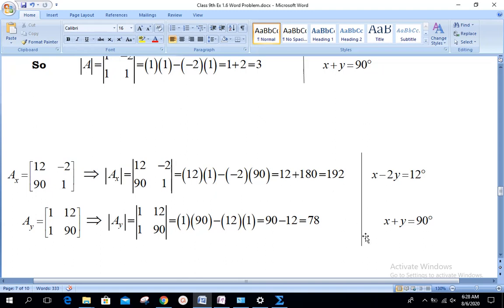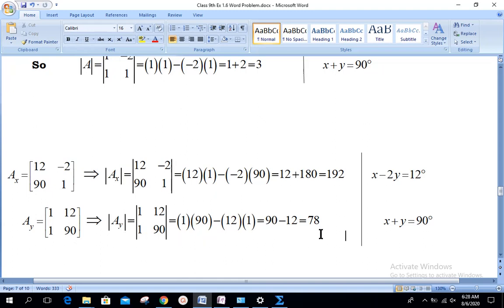For AY, this column 12, 90 will come at the second column place. You can see over here 12, 90 is the second column, whereas the first column remains the same. Now this is my AY matrix. Calculating the AY determinant, applying order of determinant, my result becomes 78.